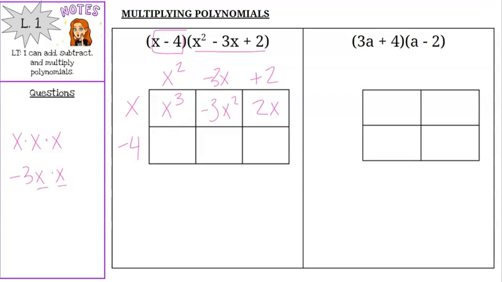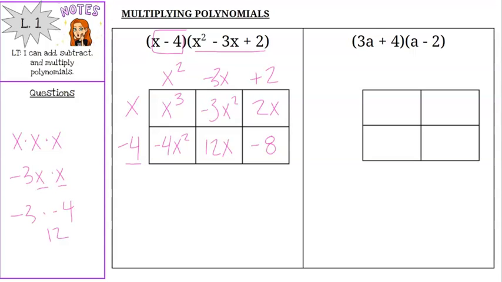And then we multiply the second row the same way we did the first row, except for now we're doing the top times the negative 4. So now we have x squared times negative 4, which is negative 4x squared. We have negative 3x times negative 4, so negative 3 times negative 4 is positive 12, and then we have that x joining with it, so we have 12x. And then we have positive 2 times negative 4, which is negative 8.